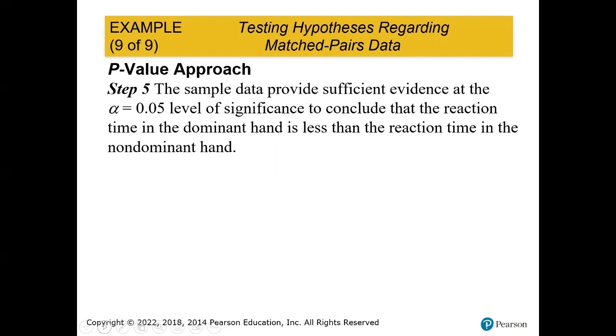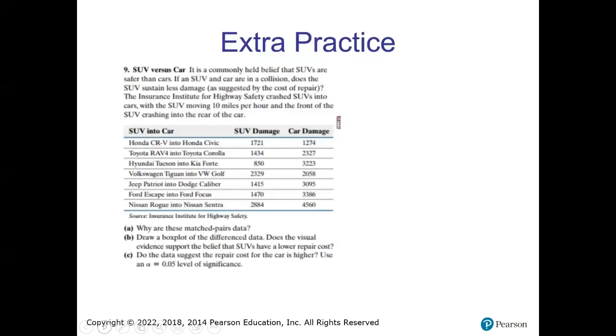Let's work through some examples from StatCrunch. SUV versus a car. It is a commonly held belief that SUVs are safer than cars. If an SUV and a car are in a collision, does the SUV sustain less damage, as suggested by the cost of repair? The Insurance Institute for Highway Safety crashed an SUV into cars with the SUV moving 10 miles per hour and the front of the SUV crashing into the rear of the car. Every single test was run the exact same way. The car was stopped. The SUV was moving at 10 miles per hour and hit the back of the car.